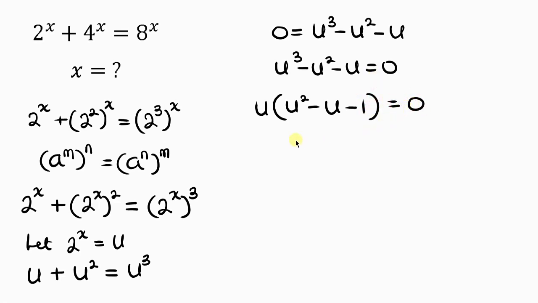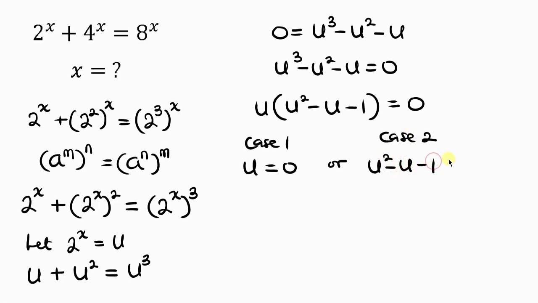Now we have two cases. We have case 1. Let me write case 1 here. We have u to be equal to 0, or we have case 2. This expression, which is u squared minus u minus 1, is equal to 0. So these are the two cases we've got.